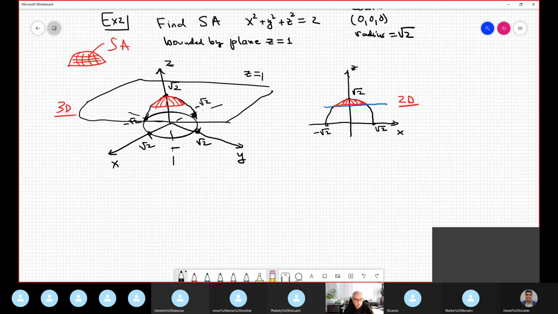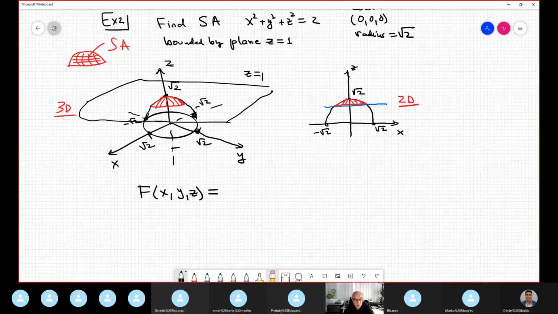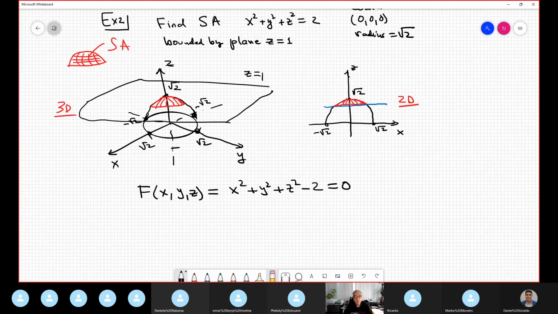The implicit formula is, you know, capital F(x, y, z) equal to x squared plus y squared plus z squared minus 2 equal to 0. I take the sphere part, because it's the important part. So basically, my surface is a piece of the sphere. So this is most important. No, I don't take z equal 1. No, I take the sphere. The majority of the surface, not all, is a sphere.